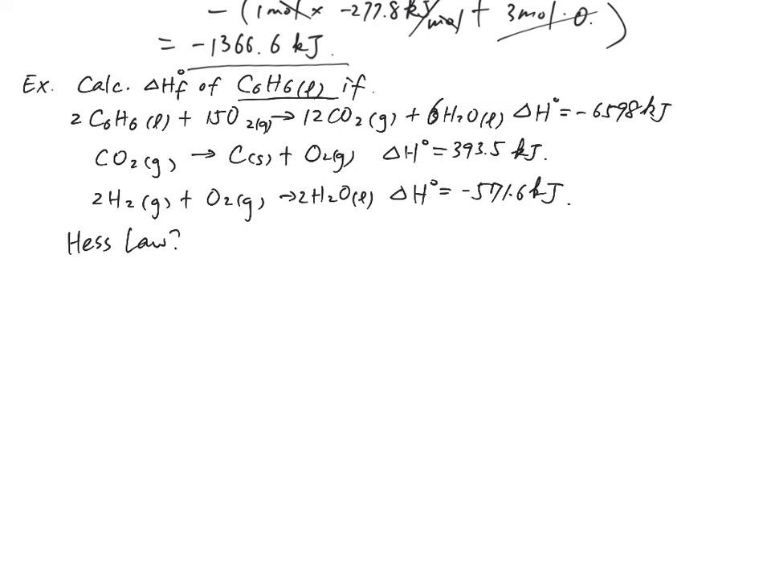Because Hess's law is the only place we know so far that uses multiple thermochemical equations. But if this is a Hess's law problem, then we need a target equation. We have a bunch of known equations. We don't have a target equation. But hey, let me think about this.